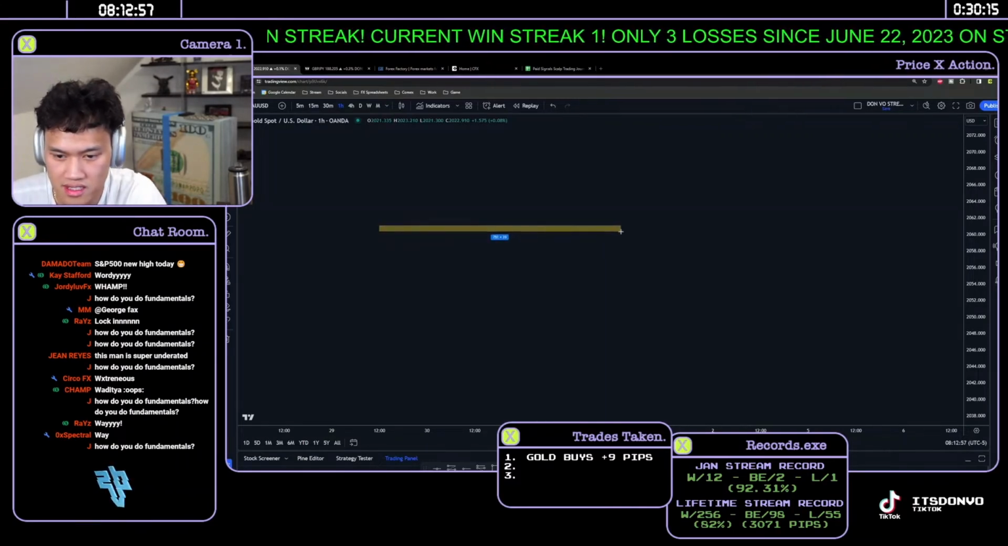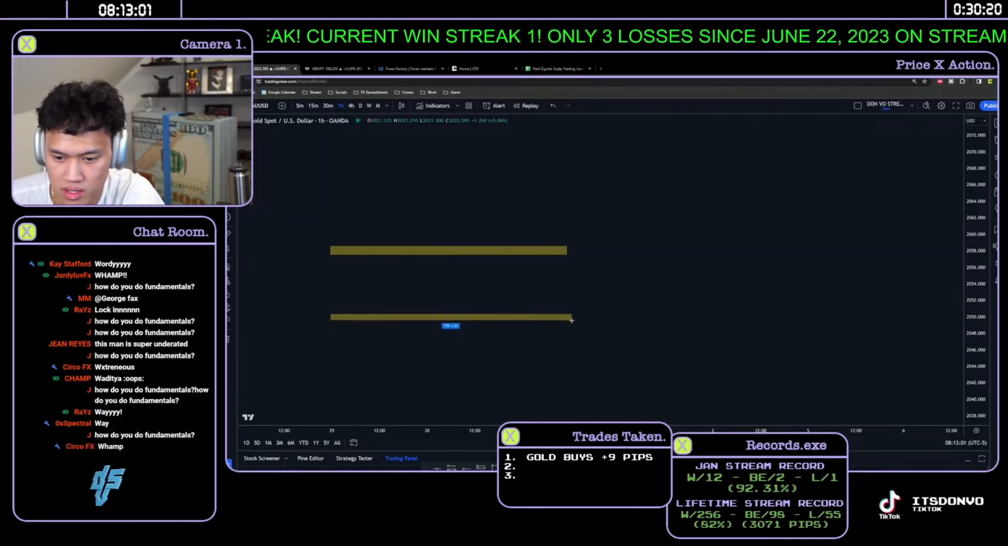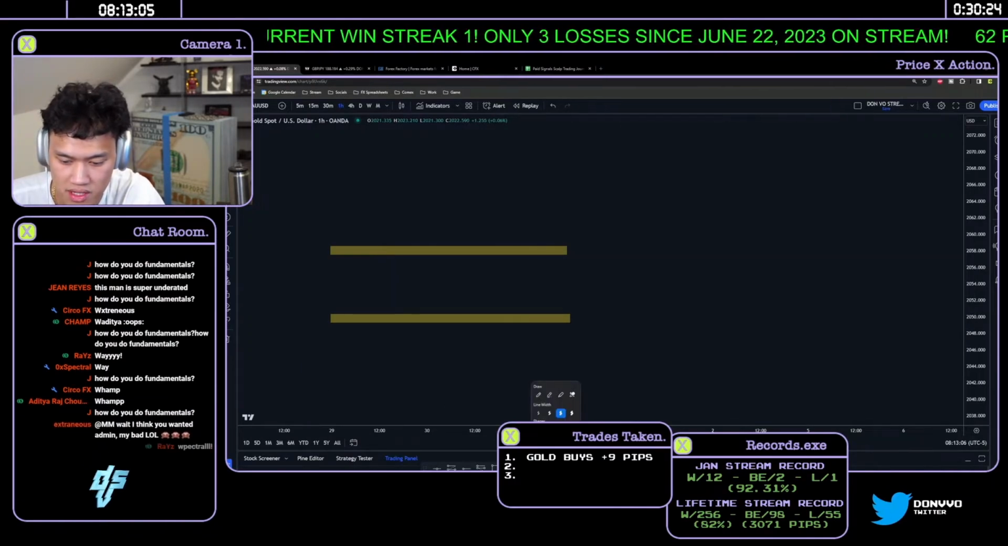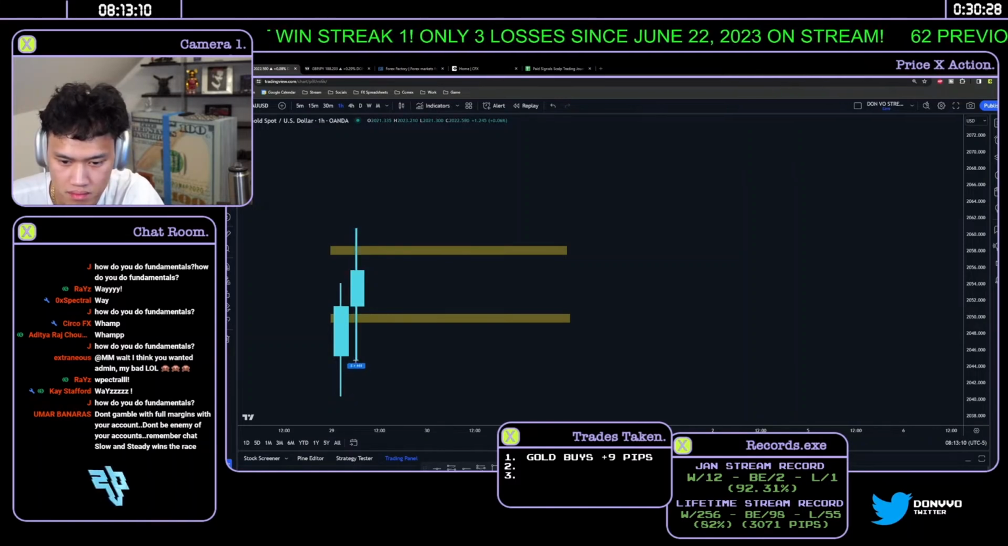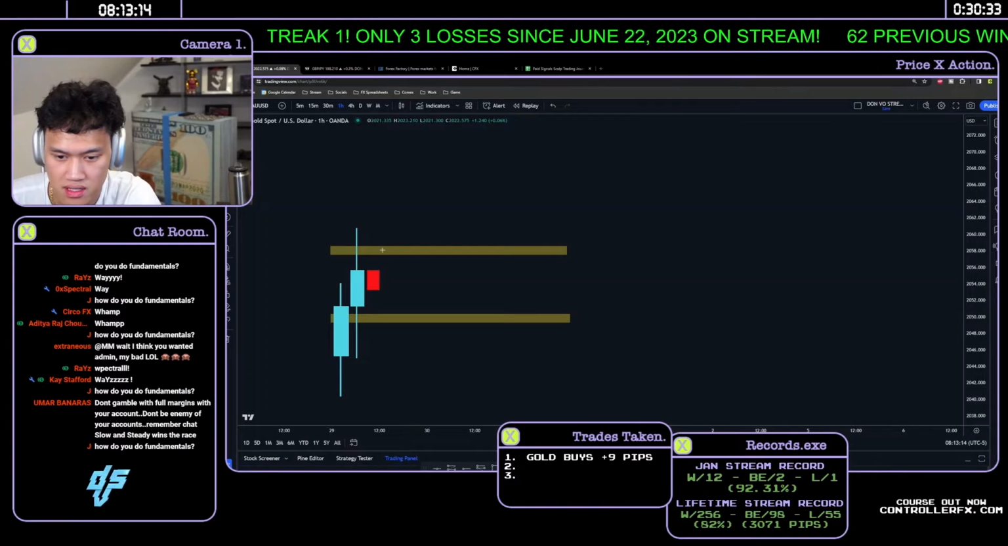From here, this is your resistance, right? So that's your resistance and this is your support. So within this range here, let's just say you have some type of structure pushing price up already. All right, this is what you have formed. It might not be obviously perfect, but just to show you guys an example.